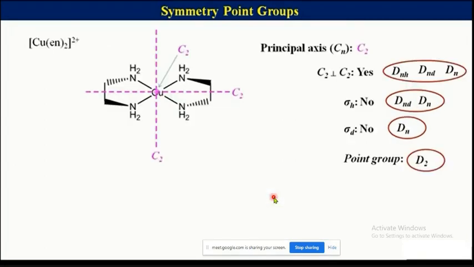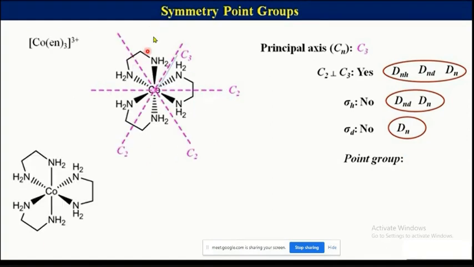Okay, this question has been asked in GATE, that's why I have taken it here. It's Cu(en)2 2+, right? First of all, in any coordination compound, you need to find out the geometry of the molecule. If you see, it seems like a square planar. You see that it's square planar, right? And here, you see two types of C2, similar to C2H4. One is passing this way, and another is passing only through Cu.